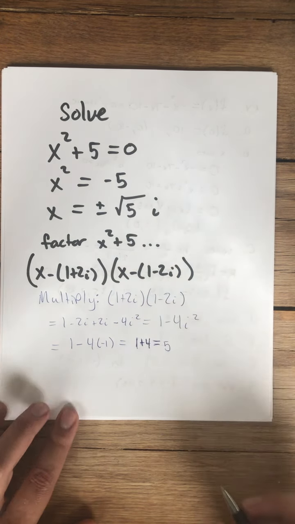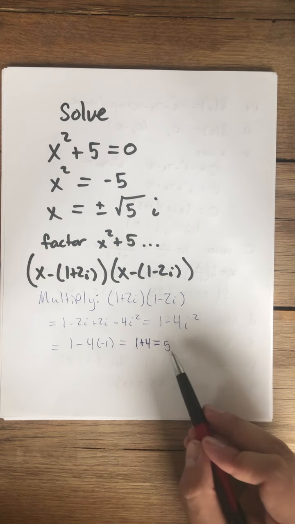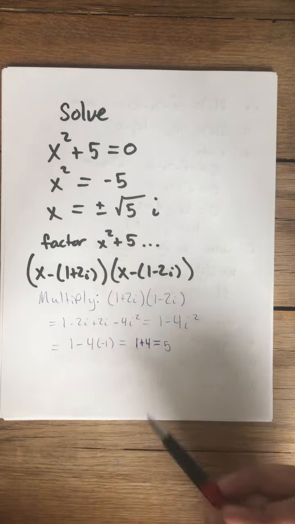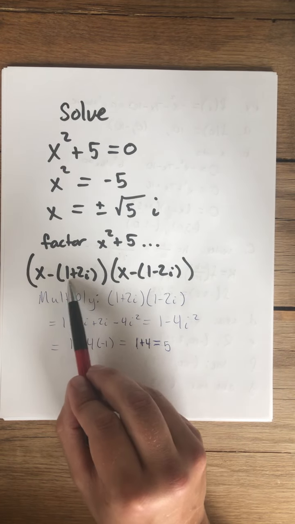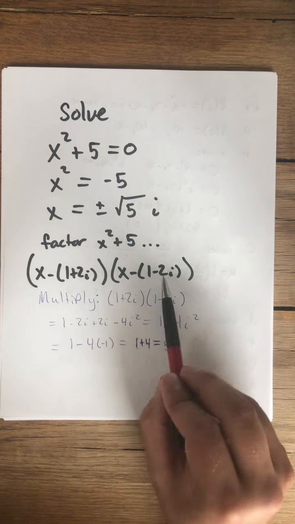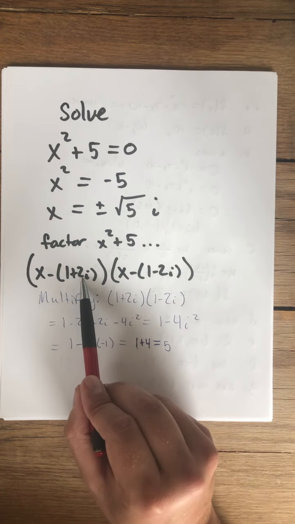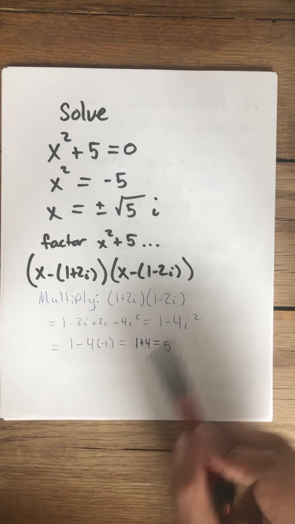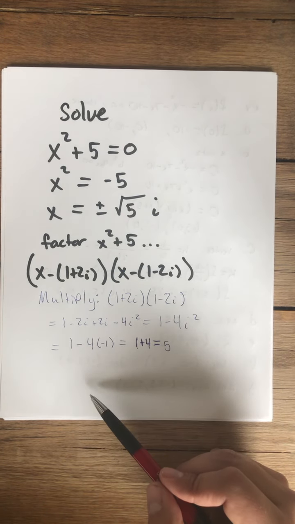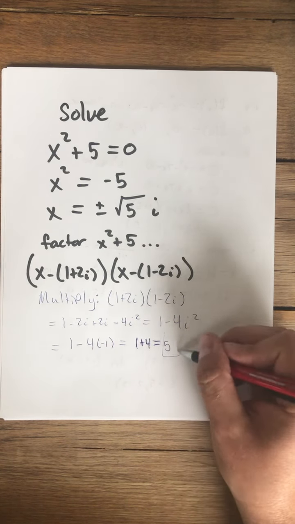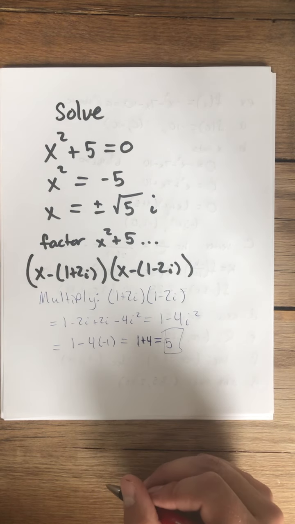So we actually just showed that we can factor 5 into these complex conjugates. So x minus 1 plus 2i, and then x minus 1 minus 2i, this would show that if 1 plus 2i is a 0, then 1 minus 2i has to be a 0. And then rather than multiplying out that trinomial and getting back to that x squared, I just multiplied these out so we can show that 1 minus 2i times 1 plus 2i is 5.